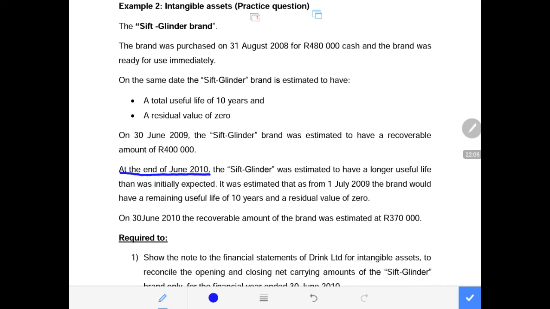At the end of June 2010, the Sift Glinder was estimated to have a longer useful life than it was initially expected, and it was estimated that from the 1st of July 2009. And take note, the decision is taking place when? At the end of the year. Again, it's similar to the previous one, because they say at the end, meaning the decision is taken on the 30th of June, but they are telling you it is on the 1st of July. Now the dates are not matching the end of June, but because we have to bring the date to the beginning of the year, this will be bringing the end of the year decision to the beginning of the year. And they have done this for us. It's very easy and very simple.